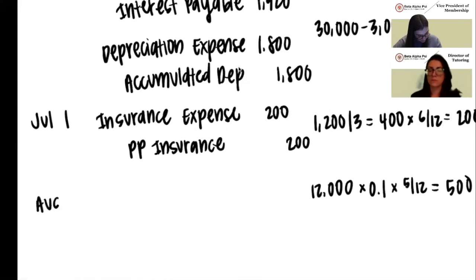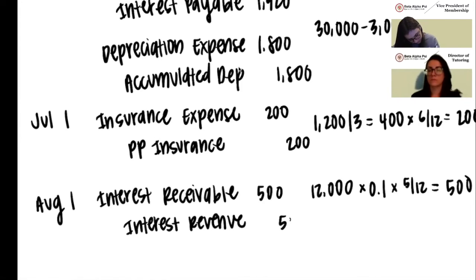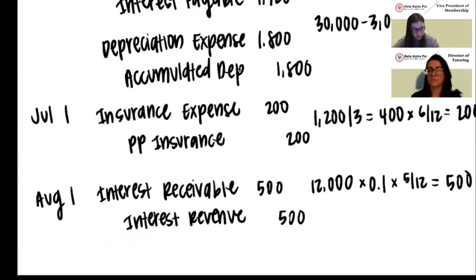So August 1st, it's going to be interest receivable because we're not receiving it until they pay back the full note in a year. And we're going to credit interest revenue, both for $500. So we're waiting to receive this. This is like an AR account, and we've earned this revenue. So we're going to credit interest revenue.